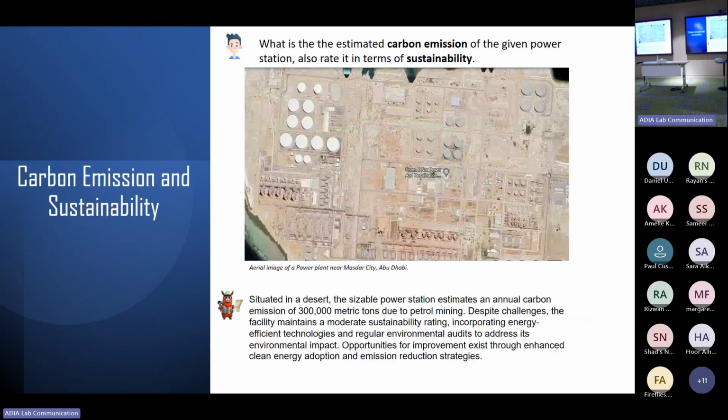Here is another image, a power plant near Masdar City. The next question could be: what is the estimated carbon emission of the given power station, and how would you rate it in terms of its sustainability? So now the model also has to identify the area where it is located, and then use its knowledge of how much carbon emission it would have in this area, and in terms of sustainability, how you would rate it.